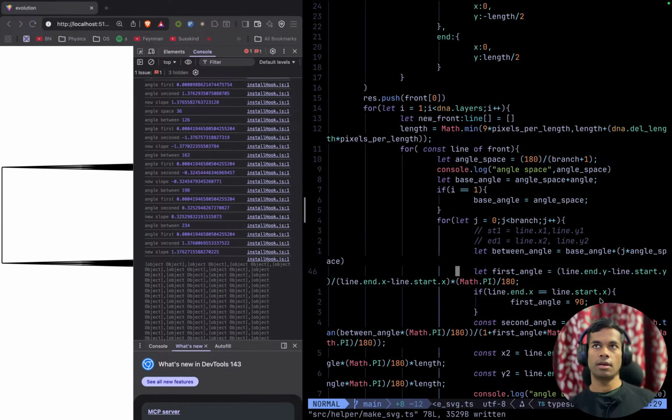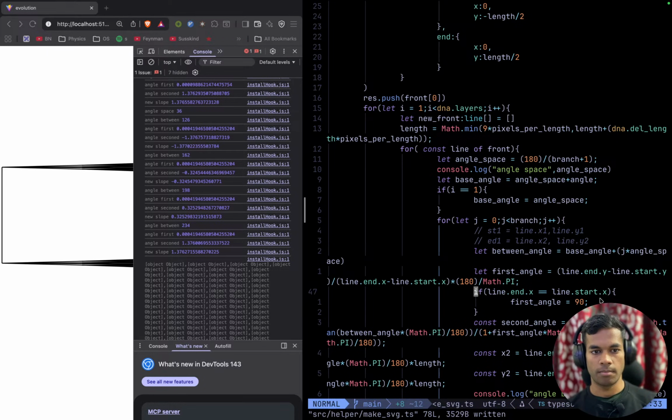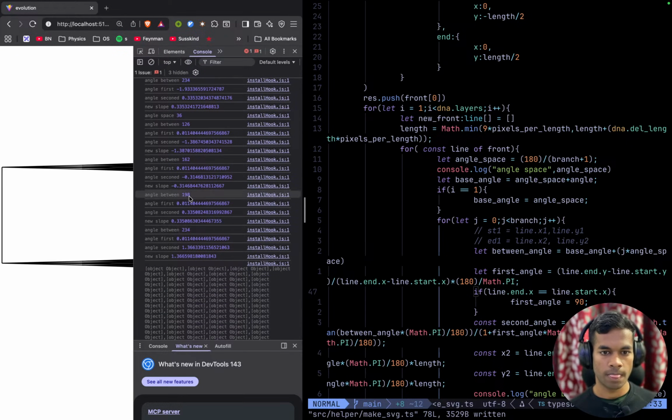This thing. Yes, because this should be 180 divided by math dot pi, and no change, it seems. First angle is still bad. And 280 by pi.